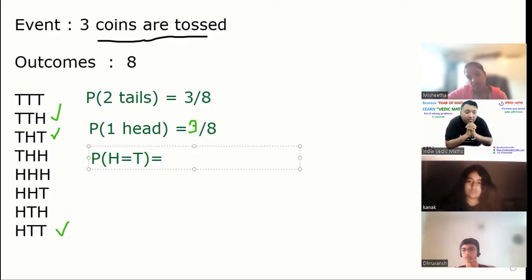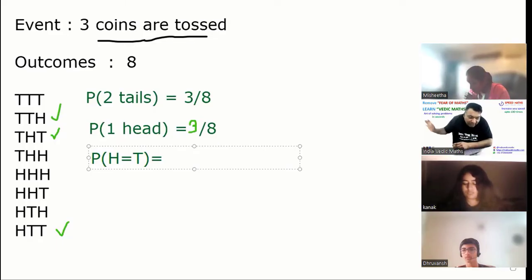Okay, Kanak, you are right. Mishita, you are correct. I'm not going to disclose what they said. Vedant, you are correct.